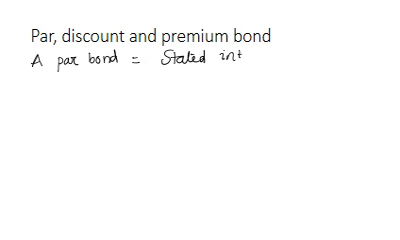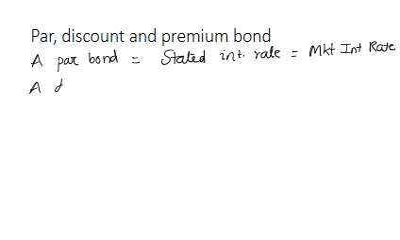Before we learn discount amortization, premium amortization, and retirement of a bond, we need to make sure we understand par, discount, and premium bonds. These are important concepts. A par bond is one where the stated interest rate equals the market interest rate. So the bond is on par with the market.